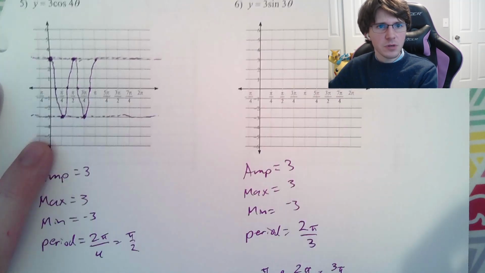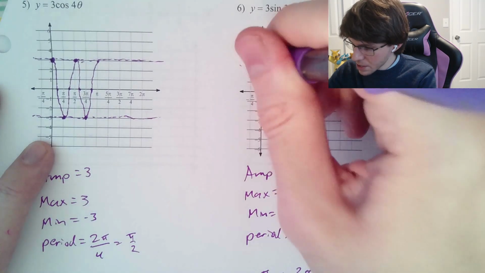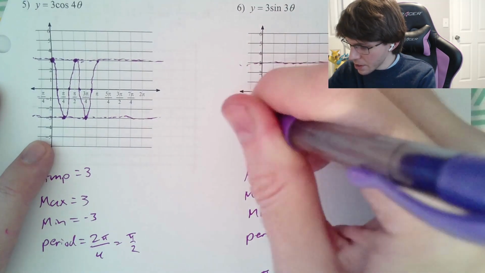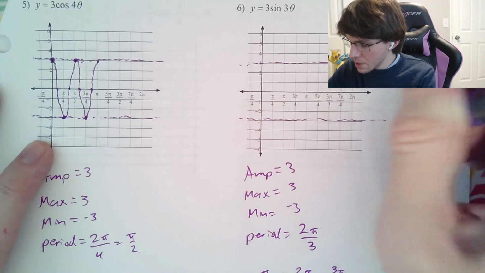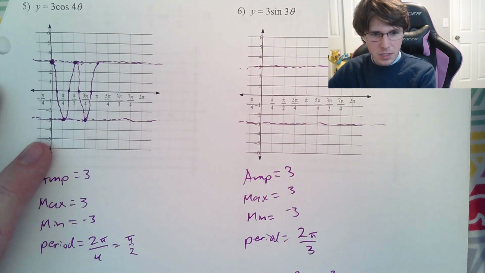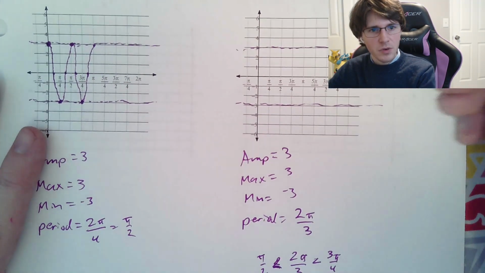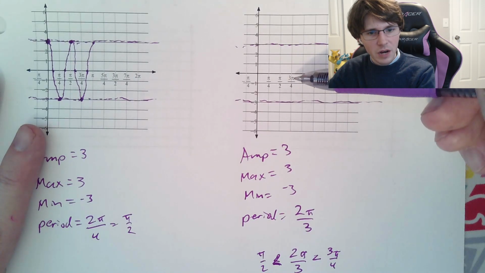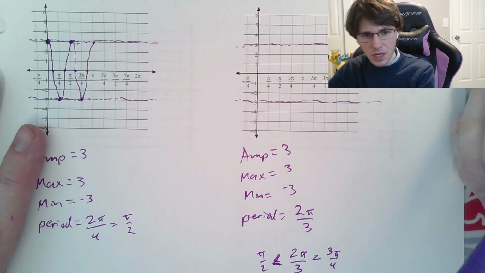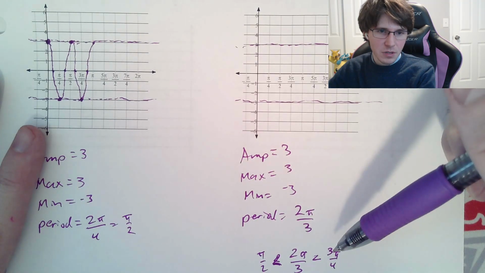In other words, for this particular question, because it's sine, I'm going to go ahead and draw my top dotted line and my bottom dotted line. And again, you don't have to be doing that, by the way. That is a personal thing I like to do. So in between pi over 2 and 3 pi over 4 is this 2 pi over 3. It is going to be a little bit closer to the 3 pi over 4.